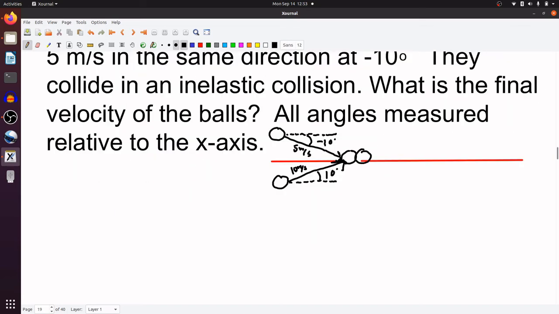Okay, so it's the same type of setup. We have X and Y components, so that's why this one's a little bit harder.